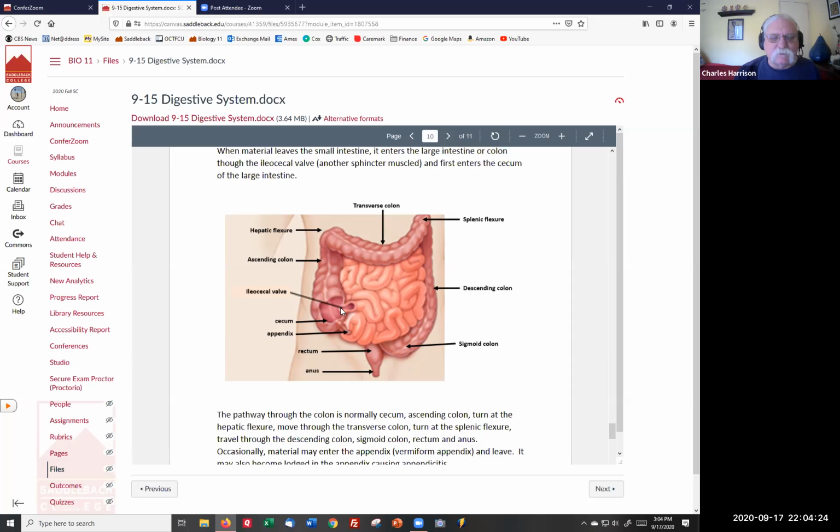The valve that controls the passage from the small to the large intestine is the ileocecal valve. Sort of lives up to its name. Okay. And it spills the contents into the cecum. Attached to the cecum is a small finger-like organelle or organ called the appendix. It's also referred to as the vermiform appendix, meaning worm-like.